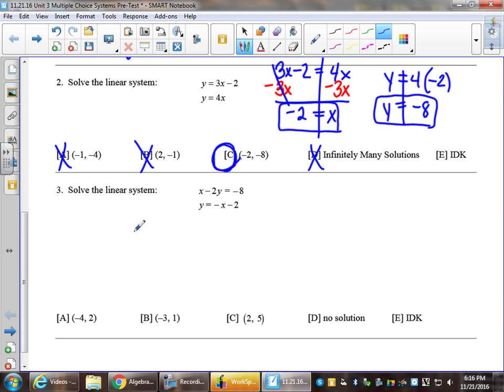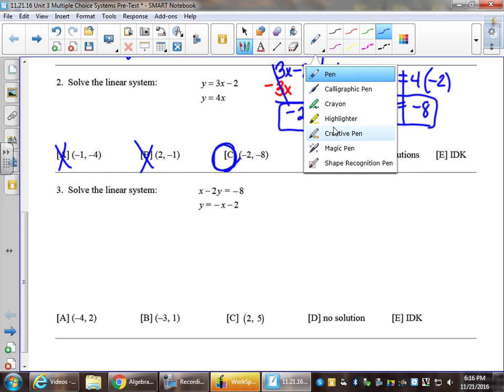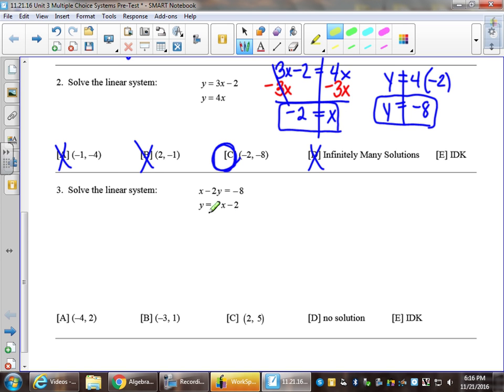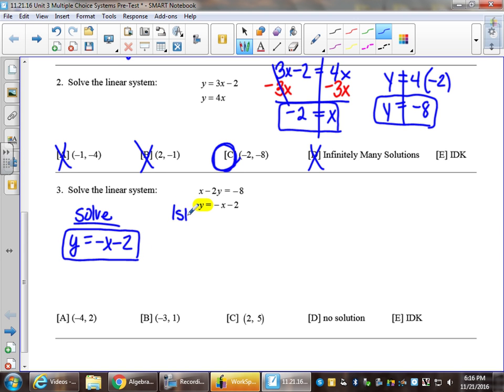Number 3 says solve the system. The very first observation I make is that this one is already solved for y. That screams substitution to me. So solve. Well, that's been done for me. The second equation is already solved for y. Next will be first sub.